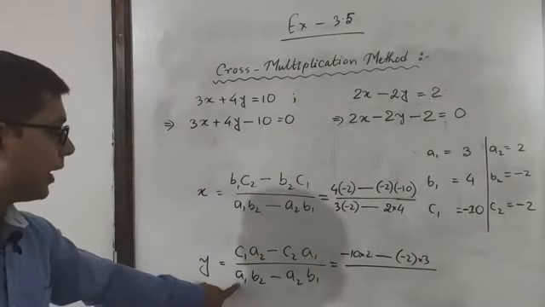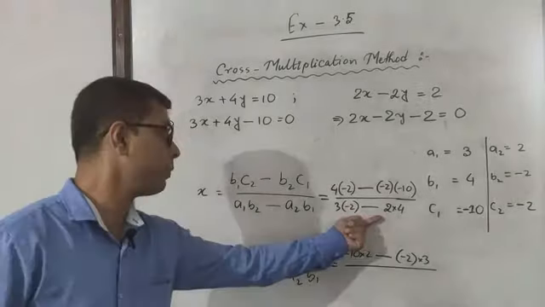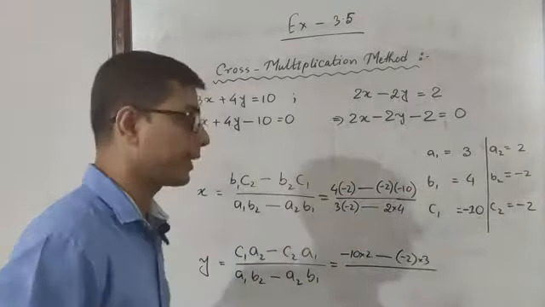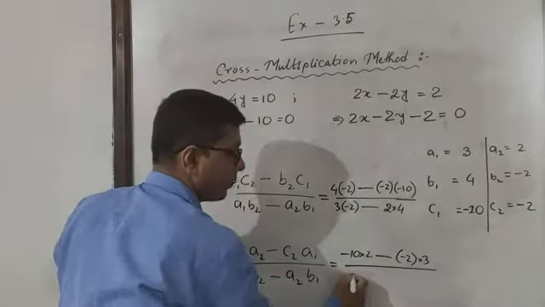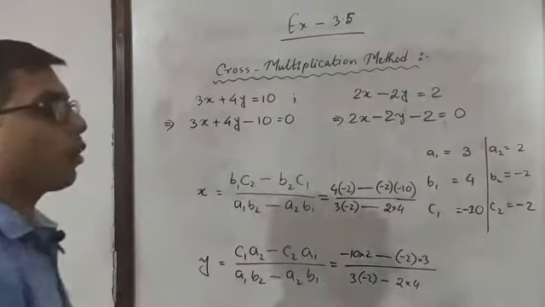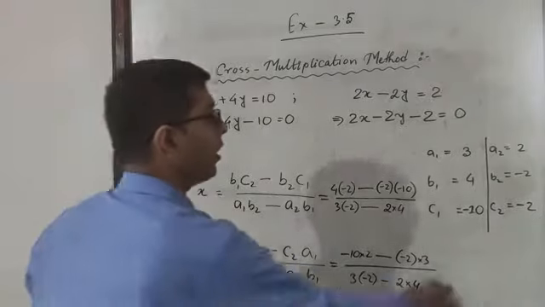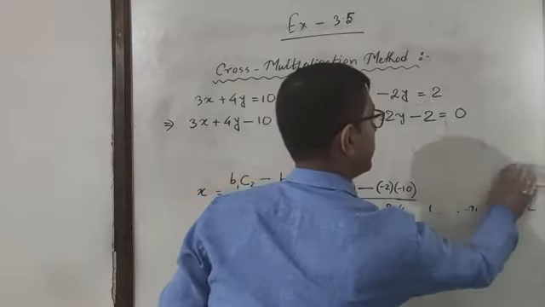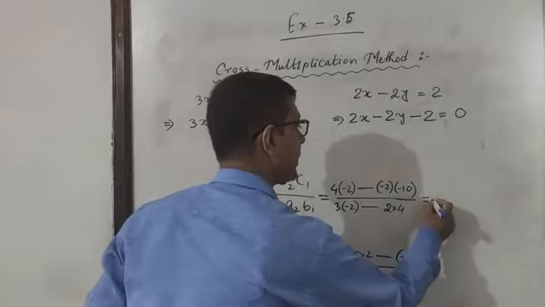Downside, what is that? a1 b2 minus a2 b1. As you have already written here, a1 b2 minus a2 b1, you can write the same here, else you can multiply once again. So I am going to write the same because the denominators are same. 3 into minus 2 minus 2 into 4. Is that okay? After that, हमने इसको मिटा दिया. So let's solve and get the value.